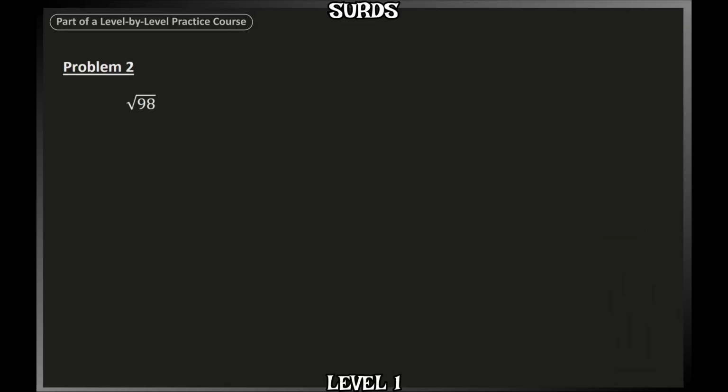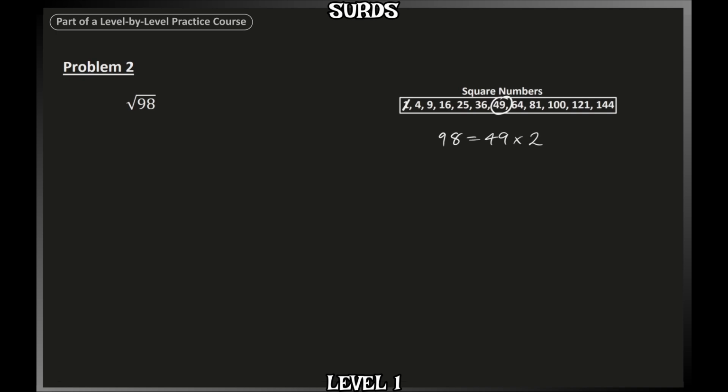In problem 2, we're simplifying the square root of 98. Again, to do this, we need to find two numbers that multiply together to make 98, where one of them is a square number. Now looking at our list of square numbers greater than 1, we can see that 49 is a factor of 98, because we can write 98 as 49 multiplied by 2, and that's the largest number on this list that will divide into 98.